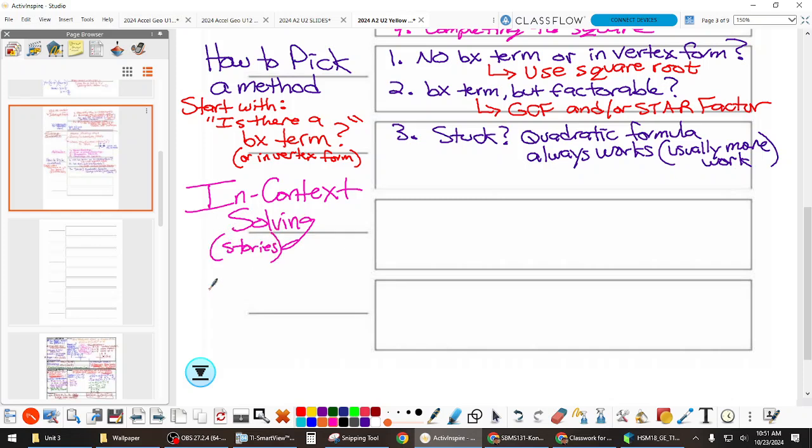I don't know if "in context" means something to you, but put stories there if that helps. Stuff. Sorry. Scenarios, you could say scenarios too.